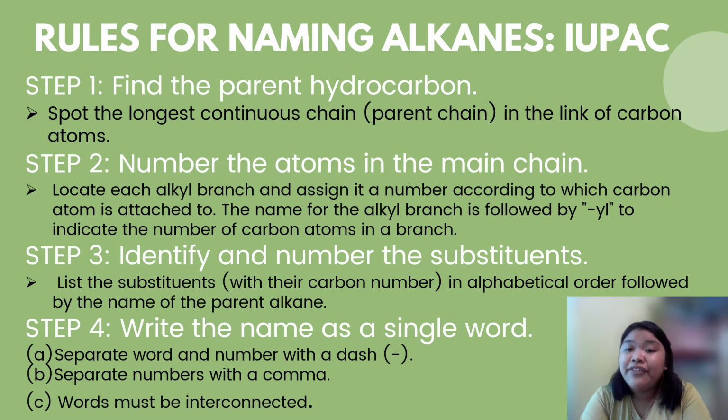If two or more different side chains are present, cite them in alphabetical order. If two or more identical side chains are present, use the appropriate multiplier prefixes like di, tri, tetra, and so forth. Do not use these prefixes for alphabetizing. So, we cannot use di, tri, tetra as the basis for arranging alphabetically in naming. The prefixes do not matter in alphabetical arrangement.